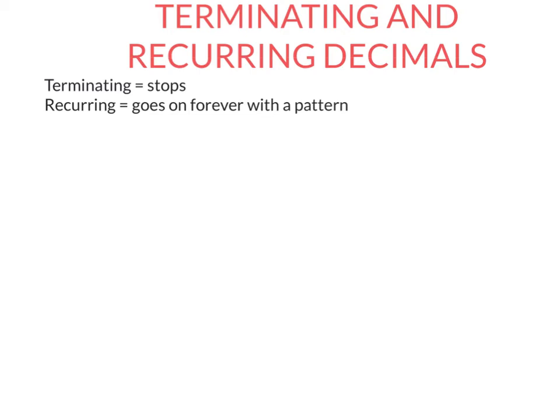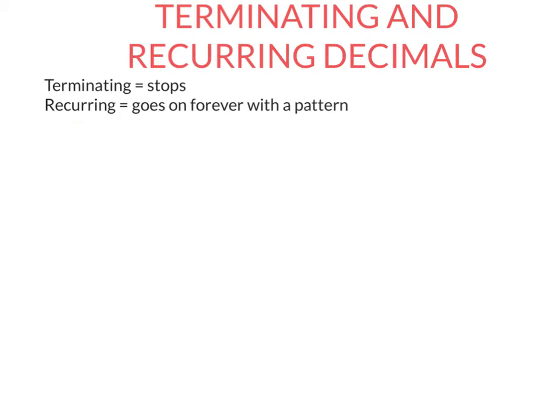Thank you so much for tuning into this video in which we will go through terminating and recurring decimals. We're looking at two types of decimals here. Those that stop, which are terminating, and those that go on forever and have a pattern, and they are recurring.